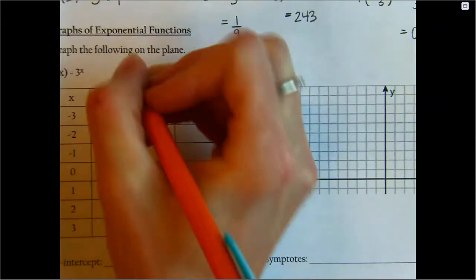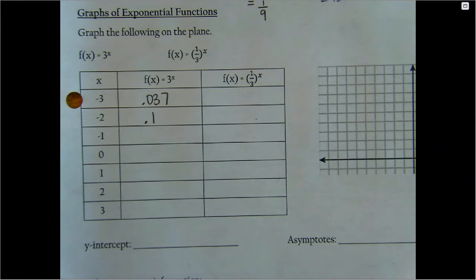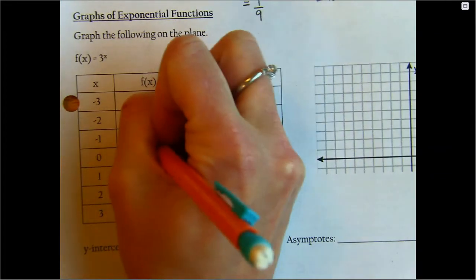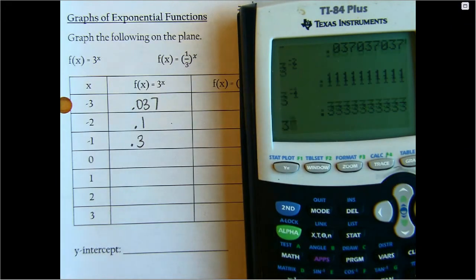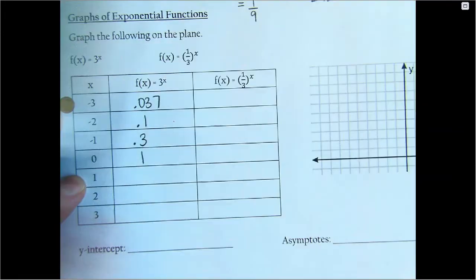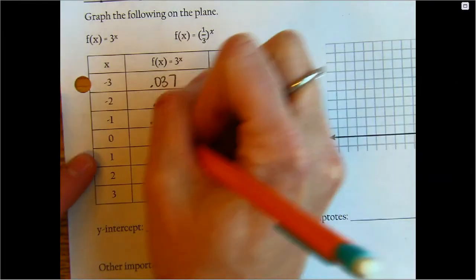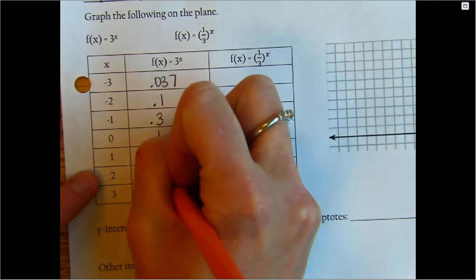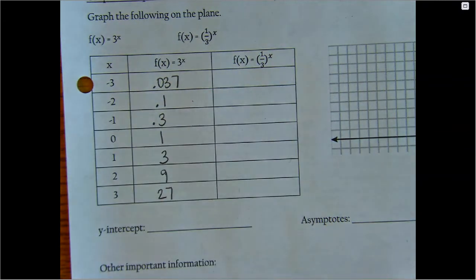Then 3 to the negative second is going to be about 0.1. And then 3 to the negative first would be 1/3. Right, I'm just going to put 0.3. 3 to the 0 is 1. And then the rest of these we should be able to do without a calculator. 3 to the first is 3. 3 squared is 9. And 3 to the third is 27.